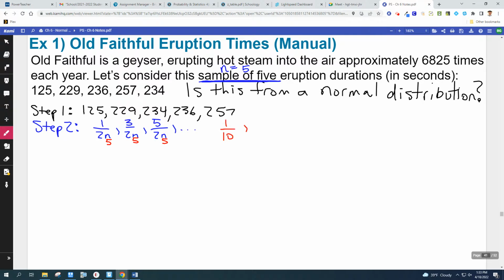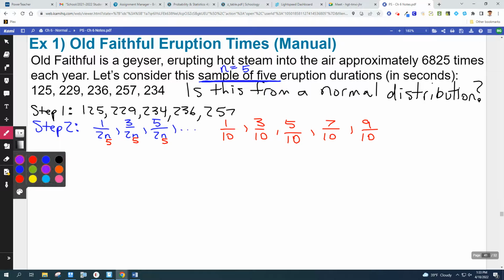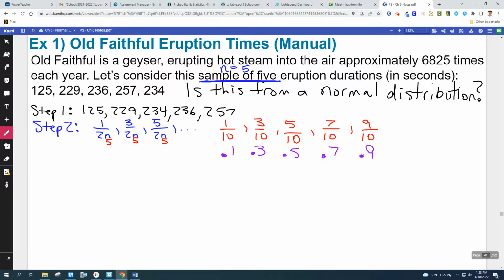So I'm looking at 1/10, 3/10, 5/10, and so on, until you get n numbers. So we can continue 7/10, 9/10. Once we get 5 numbers, that was our sample size. N equals 5, we want 5 numbers. Think of it as a decimal, it's probably going to be easier for you. 1/10, 3/10, 5/10, 7/10, 9/10.